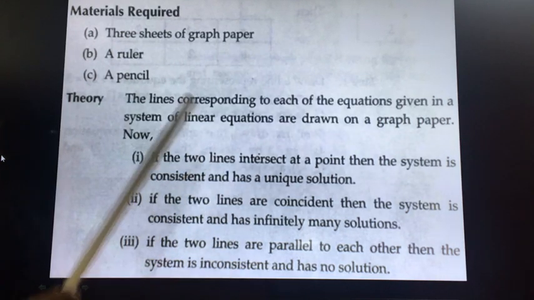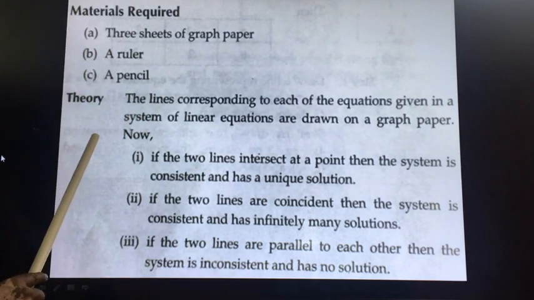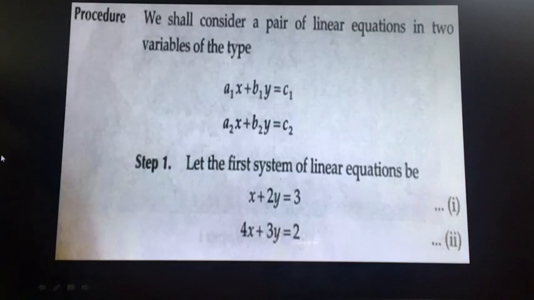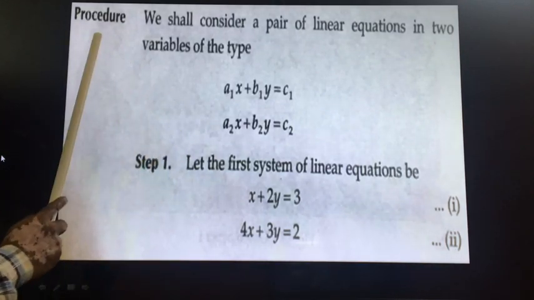First is objective, second is material required, third one is theory. So all these things you will write in your notebook as it is. Right? Now, this is the procedure.